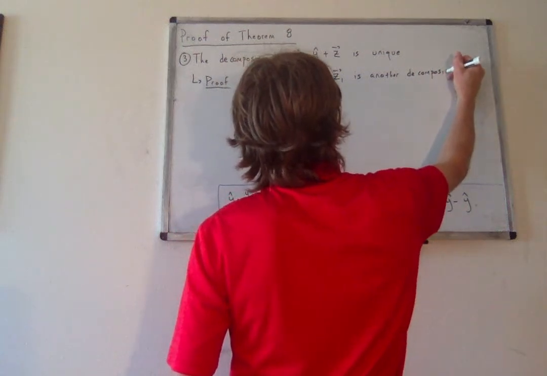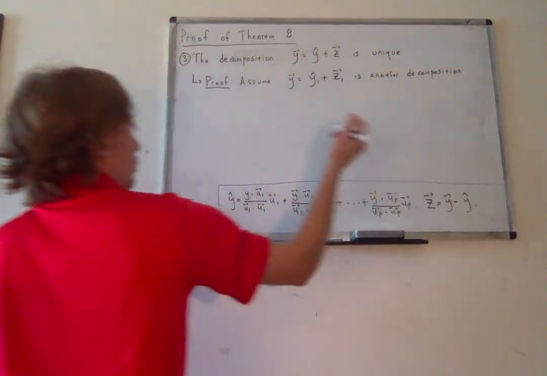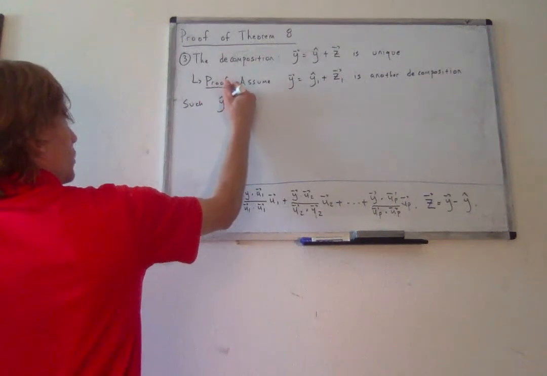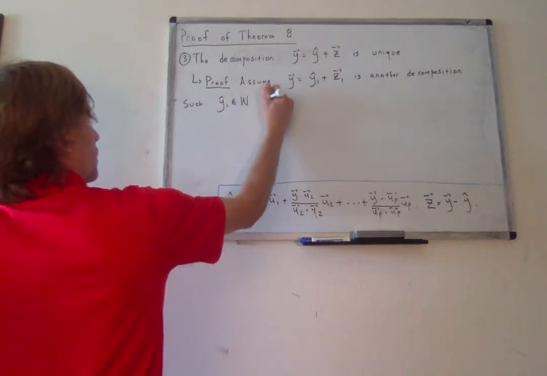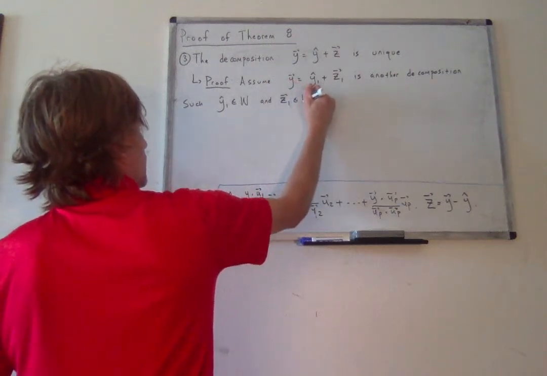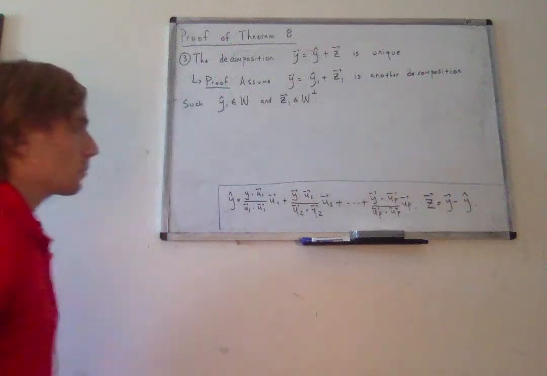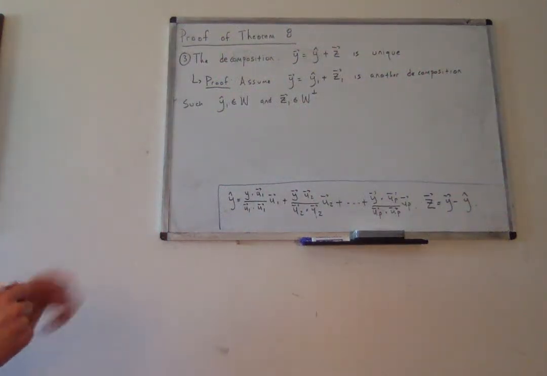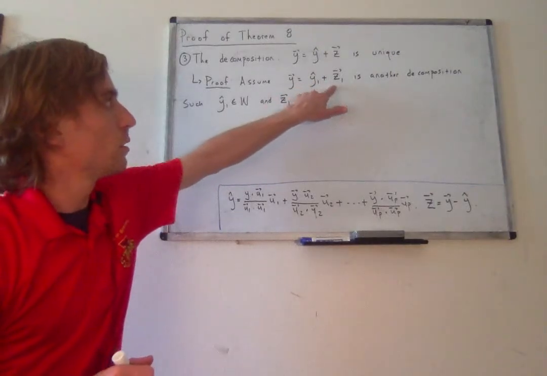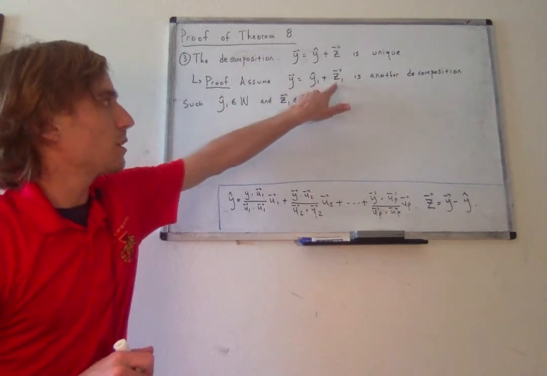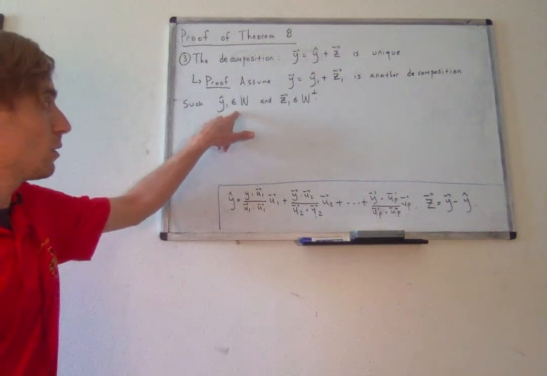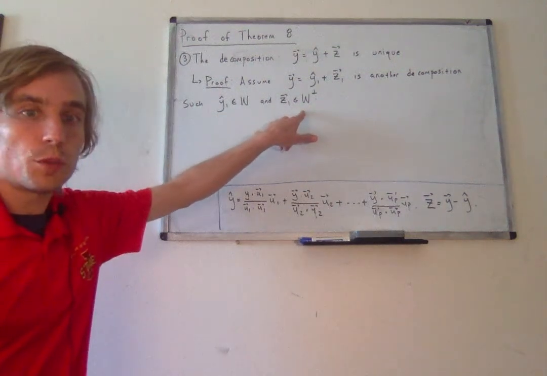And the defining properties of this decomposition that we eventually want to show as unique were that y hat was contained in W and z was contained in W perp. So what I'm going to do is assume that there's some other decomposition, y sub 1 plus z sub 1, such that y sub 1 is contained in W and z sub 1 is contained in W perp.